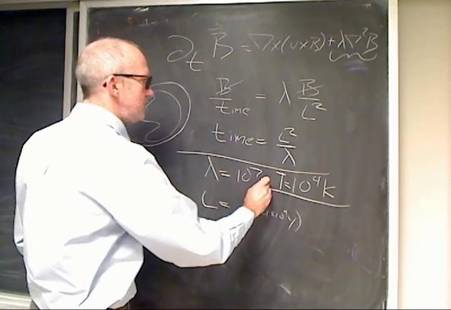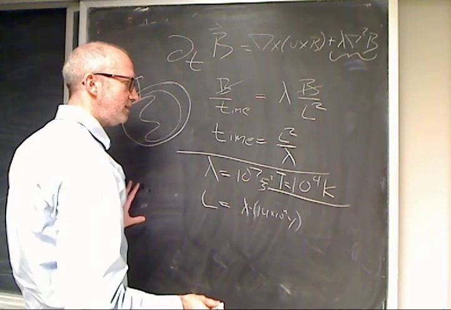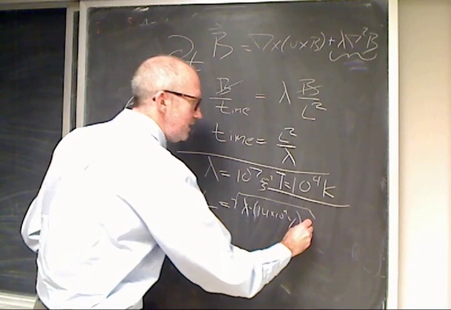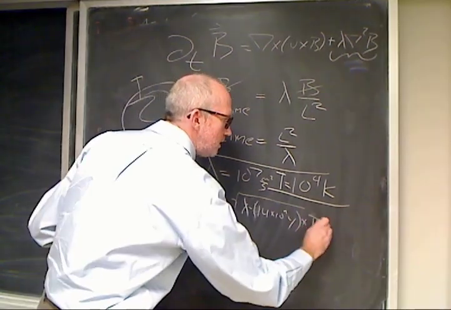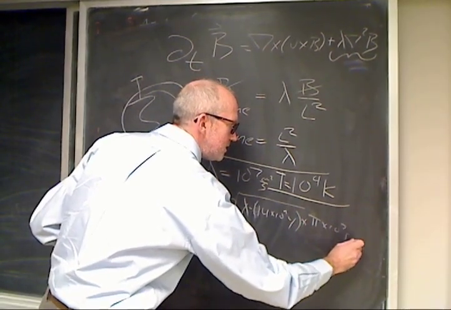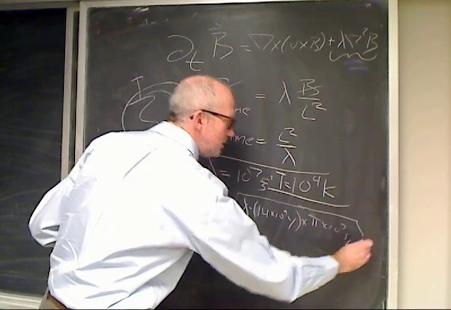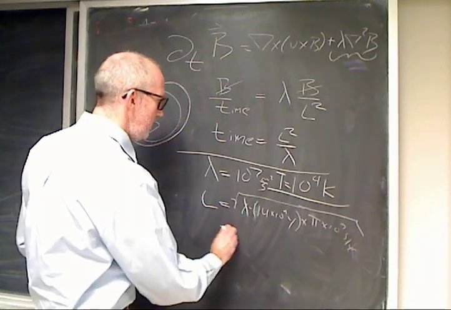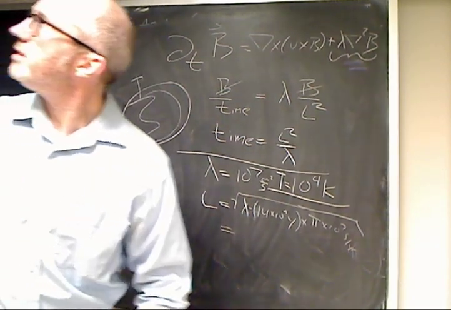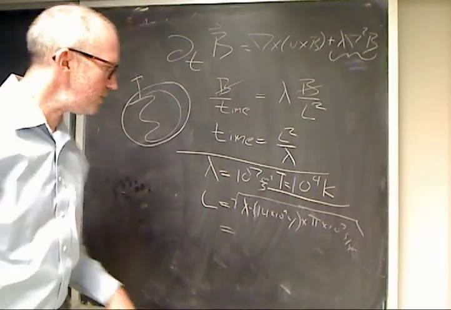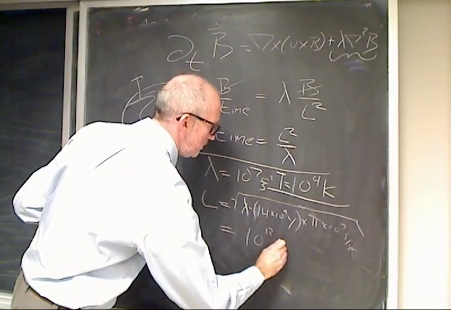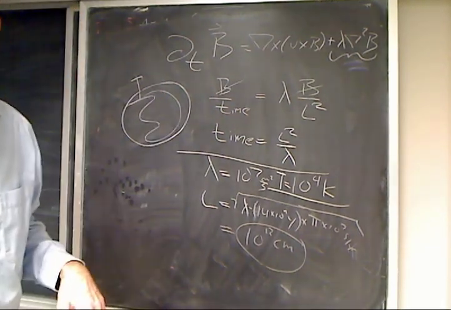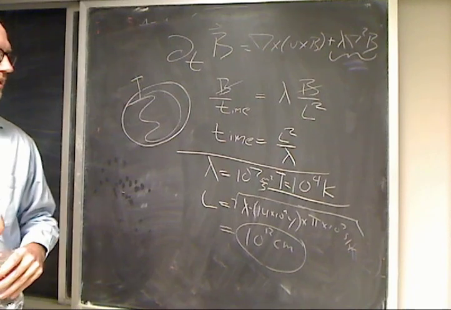And this is in centimeters squared per second, right? So we need a square root of that: 10 to the 9 years times pi times 10 to the 7 seconds per year. And lambda is 10 to the 7, and you get a square root of this, and I get a length scale that is 10 to the 12 centimeters. That's a number that's so large that I have really no intuition for it.